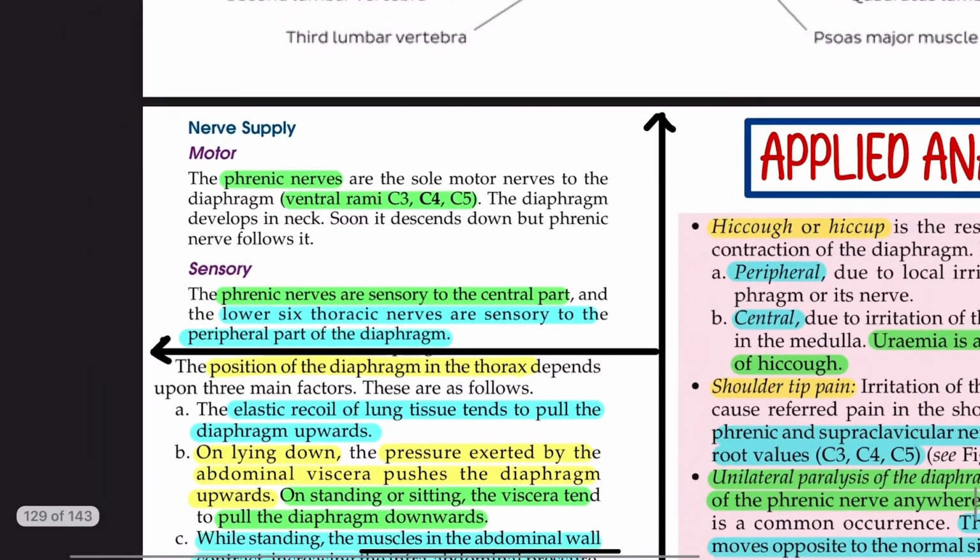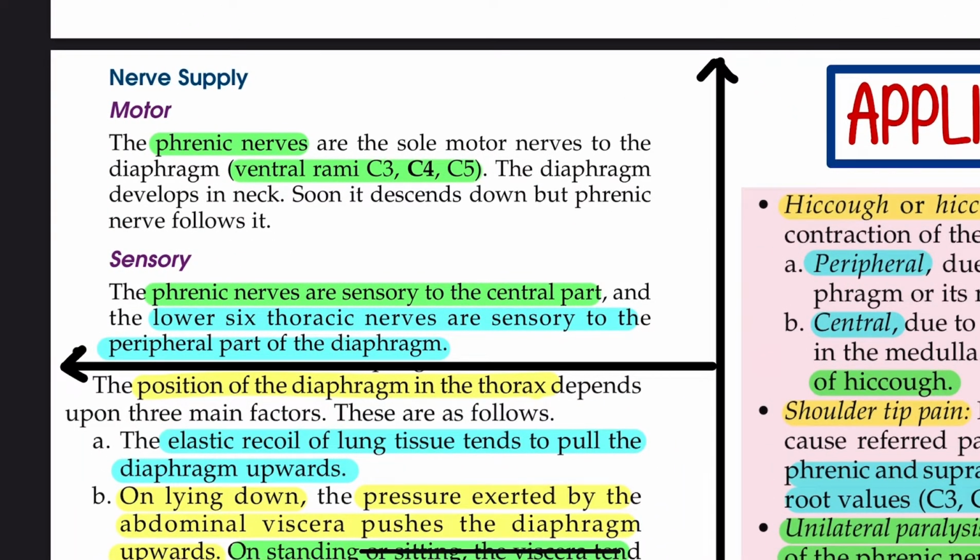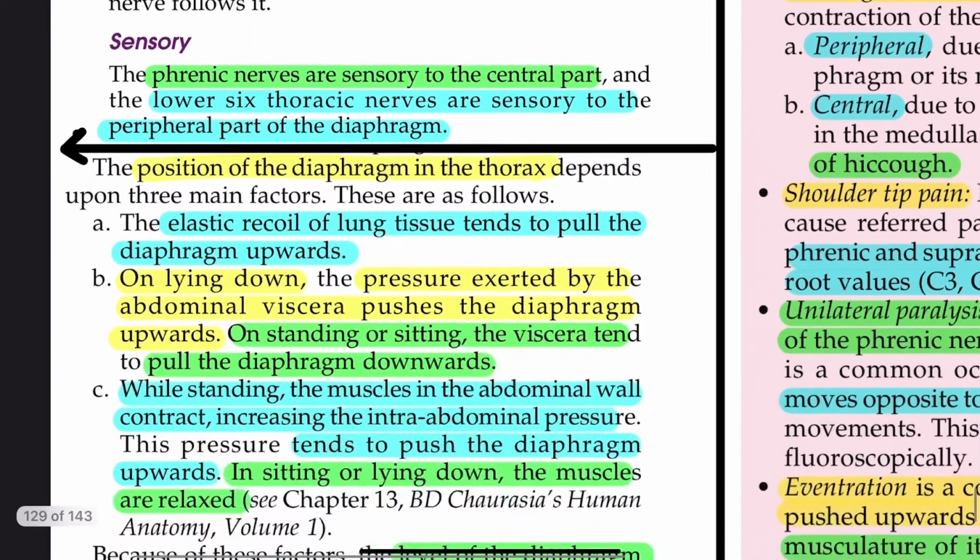Now if we talk about the nerve supply of the diaphragm, it's supplied by the phrenic nerves from the ventral rami of C3, C4, C5 as their motor nerves. C4 is the chief motor nerve to the diaphragm. And as for the sensory nerves, the phrenic nerve is sensory to the central part, and to the peripheral part, the lower 6 thoracic nerves are sensory.